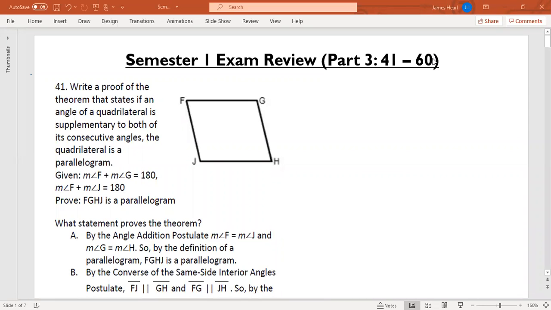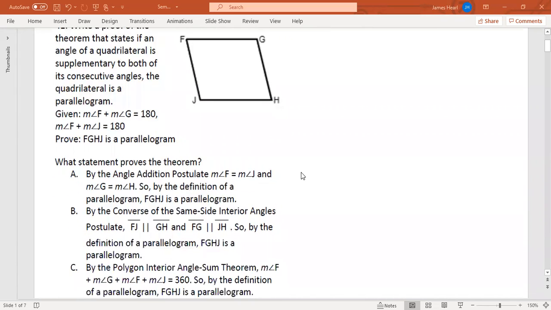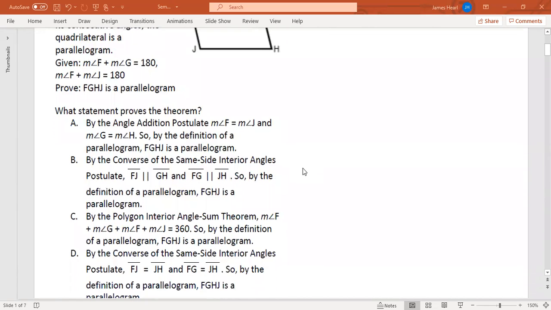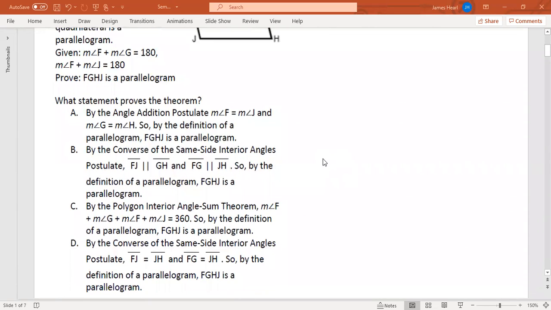All right, everybody, we jump into part three here, looking at questions 41 through 60. And 41 starts with proving that this figure, FGHJ, must be a parallelogram based off of one of these statements down here. So we'll scroll down to get the statements in place, though we lose the picture. We are given that F and G add up to 180 and F and J add up to 180, and use that to prove that it actually is a parallelogram.